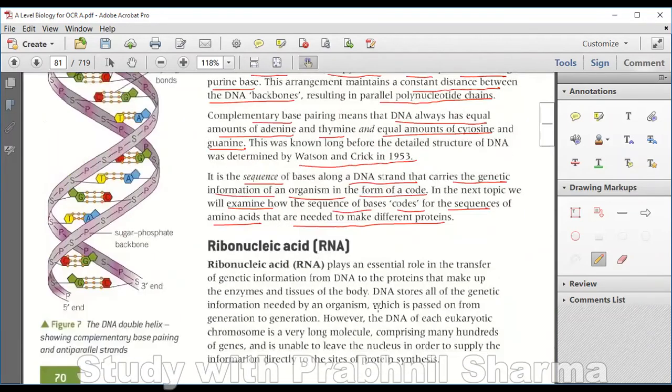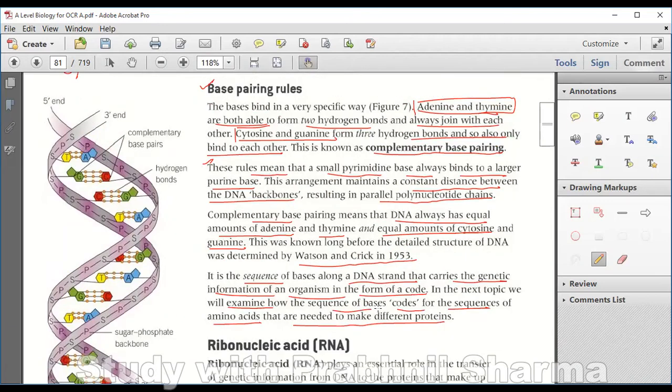Clear? Up to this point, any doubt? Manya? Yeah, I get this. Okay, fine.